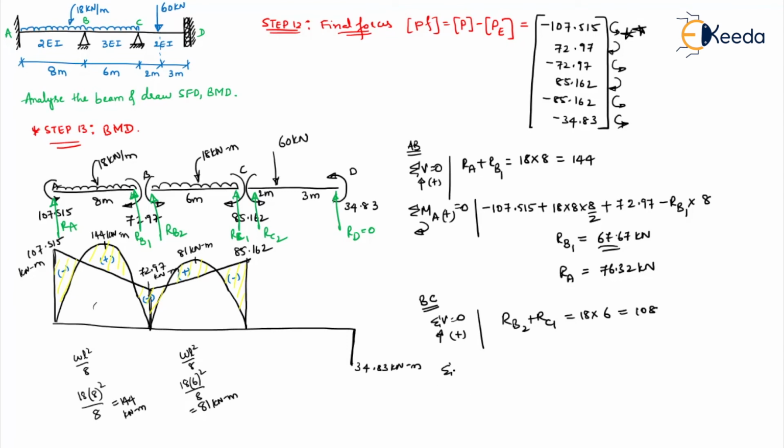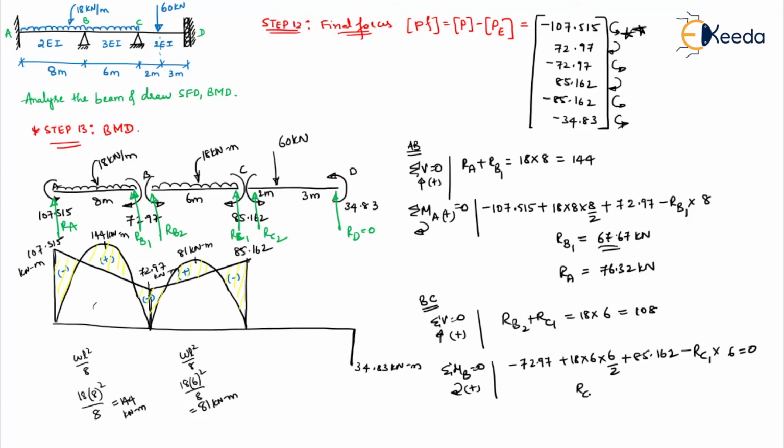Then sum of moment about B equal to 0, clockwise forces positive. So this is anti-clockwise, this is clockwise. So minus 72.97 plus 18 into 6 by 2 is for the UDL. Then plus 85.162 is the moment at C. Then minus RC1 into 6 equal to 0.